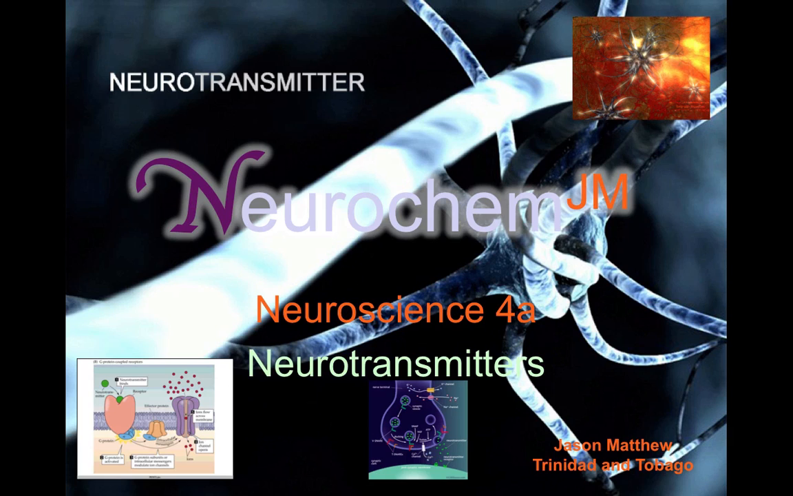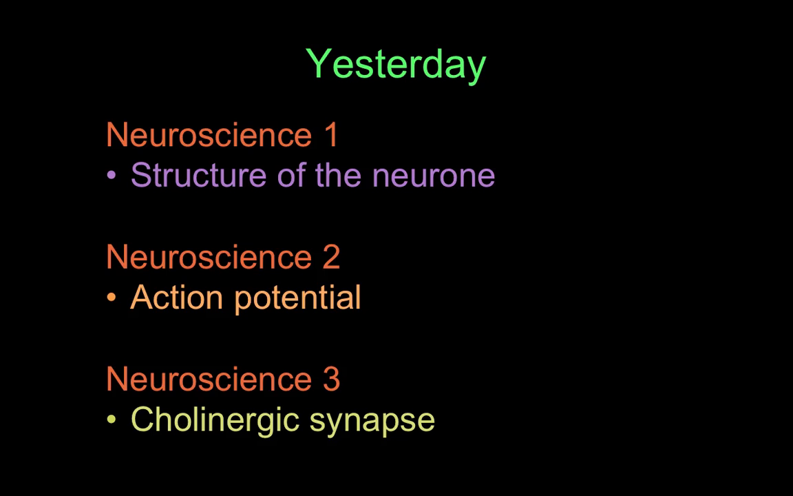Hi guys, JM.mov here, and today we're going to be looking at neurotransmitters. So this is Neuroscience 4A. Now, there'll be a 4B coming on later where we'll be looking at receptors for these neurotransmitters. But today we are only going to be looking at neurotransmitters themselves. So let's see what we have covered so far.